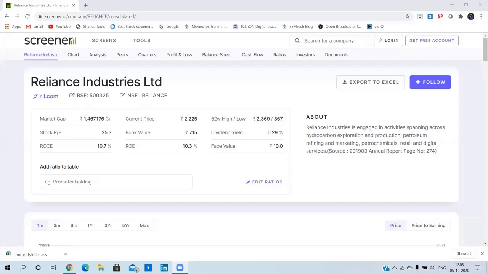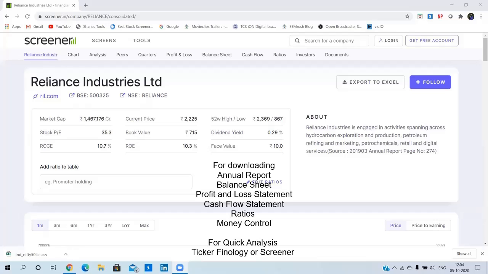Another reason for showing these websites is that a few of you might have started investing and might not know about Moneycontrol or Tickertape or Screener. Then you can definitely check these three. I found all three more user friendly and more accurate. In case I want to download the balance sheet, profit and loss statement, annual report, or cash flow ratios, I prefer Moneycontrol. For a quick analysis, I use Screener or Tickertape.